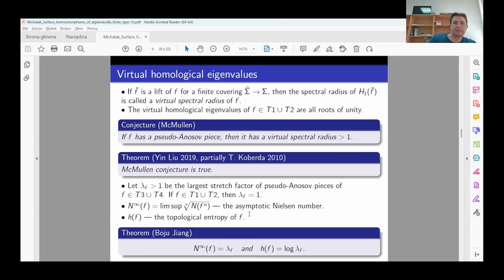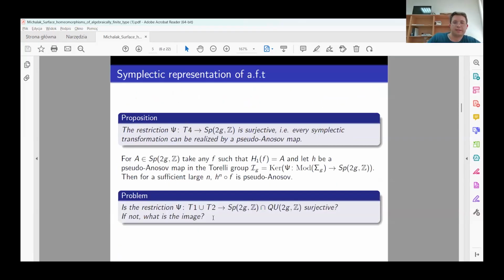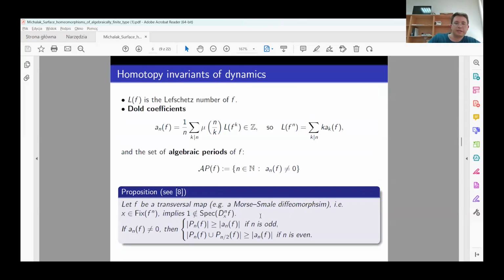Okay, so this symplectic perspective is helpful, but still we don't know what the image of algebraically finite type mapping classes is. And in fact, we are motivated to answer this question by the dynamics of Morse-Smale diffeomorphisms and, in general, of periodic points of mapping classes of surfaces.